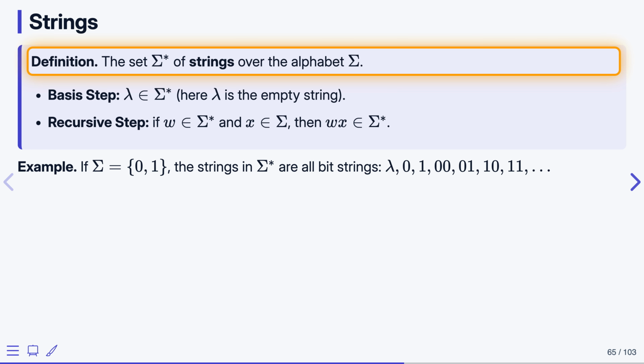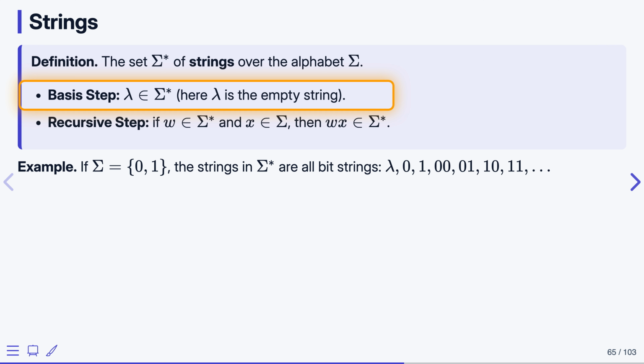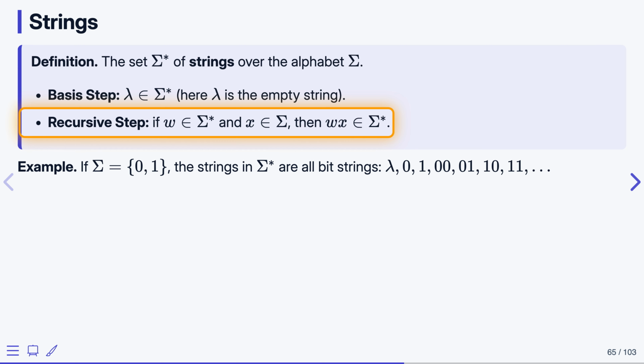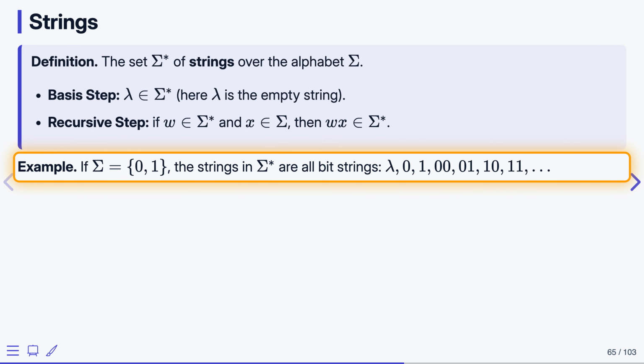A string is a row of symbols from an alphabet. We write the set of all strings as sigma star. The basis says the empty string called lambda is a string. The recursive step says if W is a string and X is one symbol, then W followed by X is a string. If the alphabet is 0 and 1, then sigma star holds every bit string. On the next slide, we build one string, step by step.